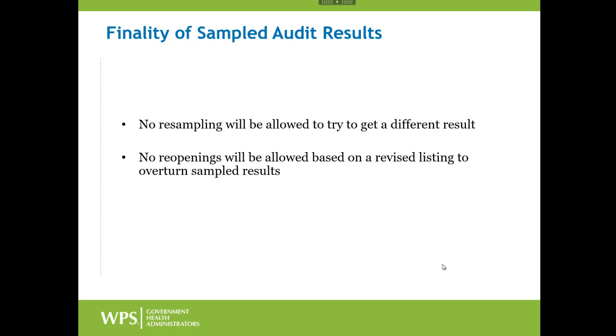So we've had requests from providers from time to time asking us to do that, thinking that, hey, we just picked a bad, an unlucky sample, if you will, but that's not allowable. We have to stick with the sample that was selected and what the adjustments were. No reopenings will be allowed based on a revised listing that's intended to overturn the sampled results. Again, the idea here is that the listing should have been clean when submitted, and if nothing else, during the audit, the clean listing should have been submitted. But once an extrapolation has taken place, we cannot reopen that to correct for those types of issues. We can't resample at that point. So that's the finality of it.